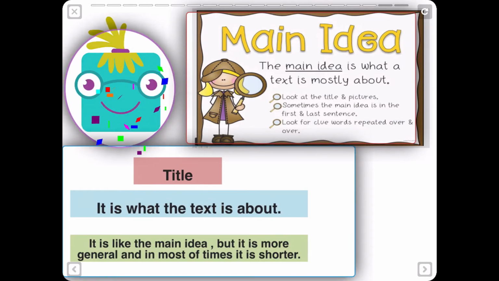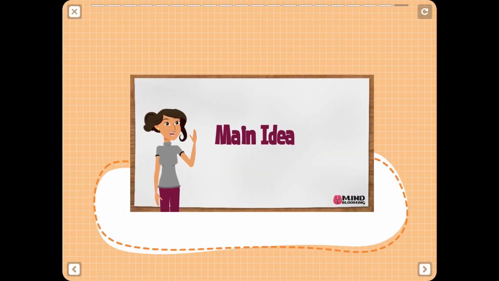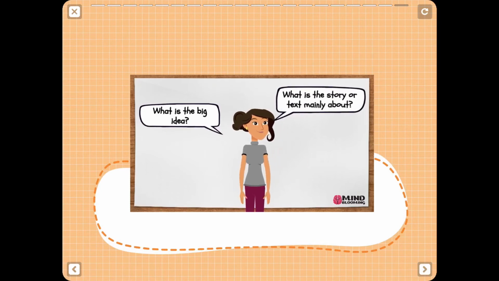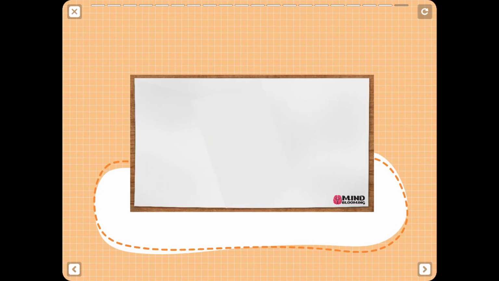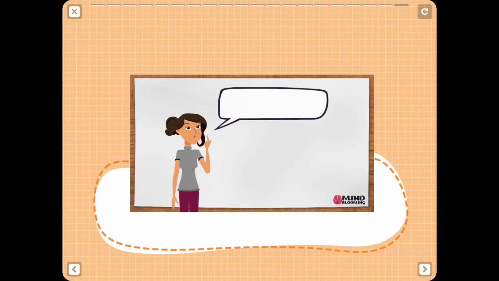Let's watch this video together about the main idea. Main idea. When I read a story or a text, I ask myself, what is the big idea, or what is the story or text mainly about? Let's look at a story as if it was an ice cream cone. The cone at the bottom will be the main idea because it is the main part of the ice cream cone. The scoops on top will be the details in the story. Just like any ice cream cone can have more than one scoop of ice cream, a story can have more than one detail. So how can I find the main idea in a story or text?